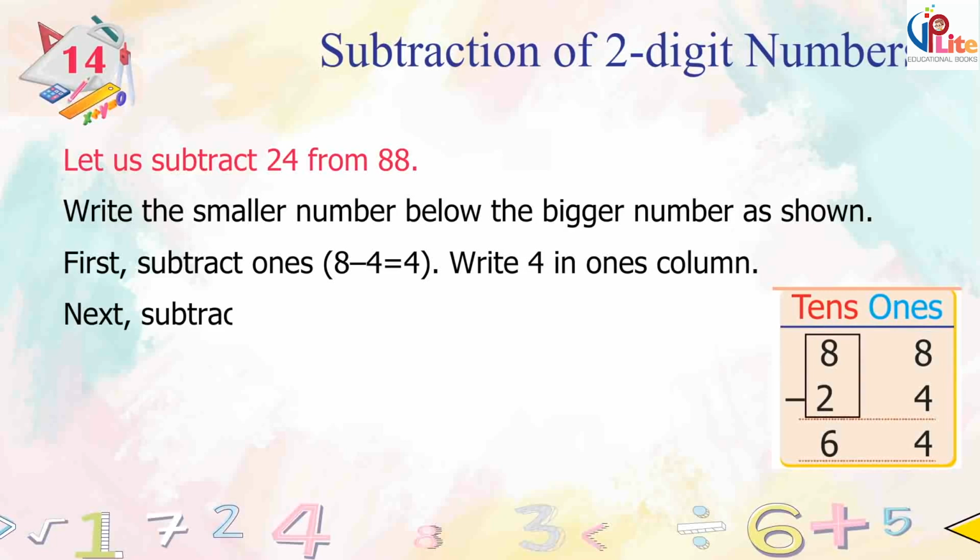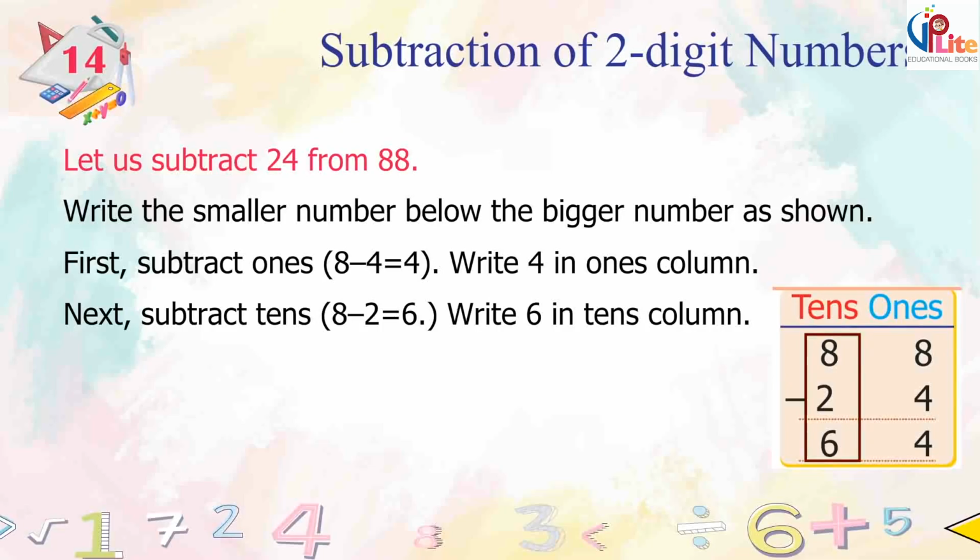Next, subtract tens. 8 minus 2 is equal to 6. Write 6 in tens column. The difference is 64.